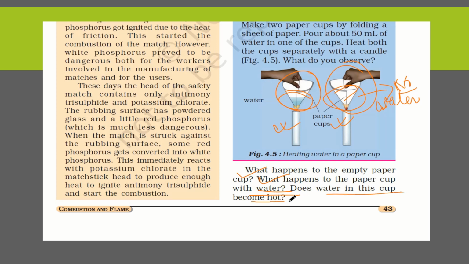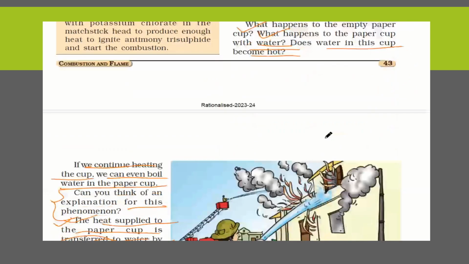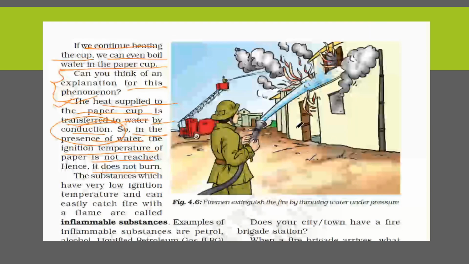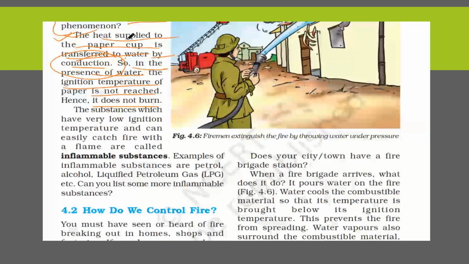Does the water in the cup become hot? So what are the things which are happening? If we continue heating the cup, we can even boil water in a paper cup. So can you think of an explanation for this phenomenon? Yes, obviously, the heat supplied to the paper cup is transferred to water by conduction. So heat from the paper is transferred to water by conduction, and so in the presence of water, the ignition temperature of the paper is not reached and hence it does not burn.